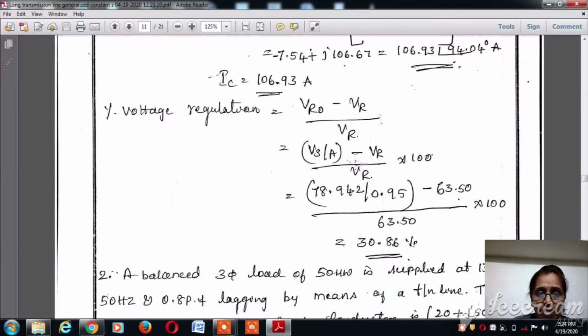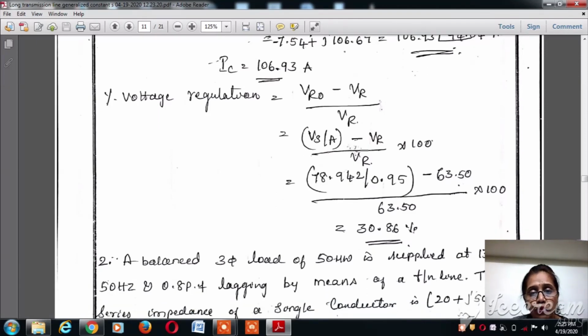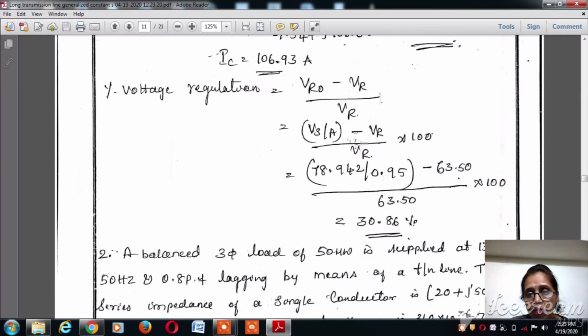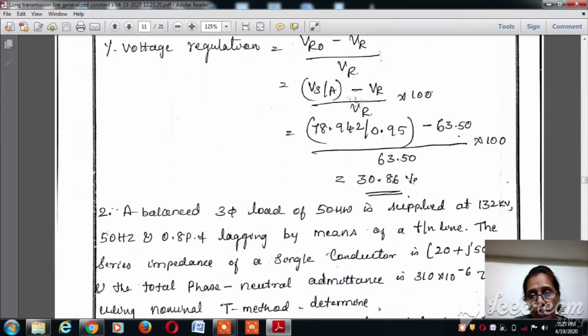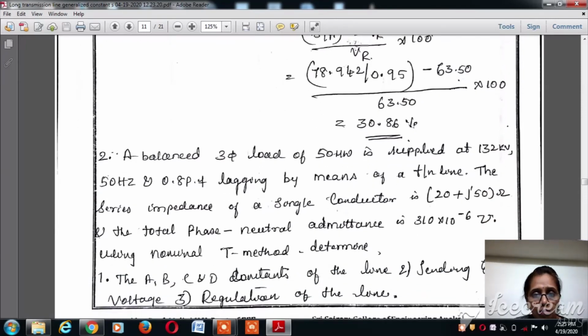106.93 amperes. Now after knowing this, percentage voltage regulation can be calculated as VRO minus VR divided by VR. What is the expression for the voltage regulation? It is the no load to full load. So we can say that VRO is nothing but Vs divided by A, minus VR, divided by VR. So Vs is 78.942 kilovolts divided by 0.95 minus 63.50 kilovolts, divided by 63.50. So now we can calculate the percentage voltage regulation. 30.86% is the percentage voltage regulation.